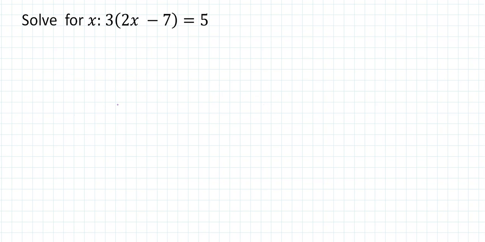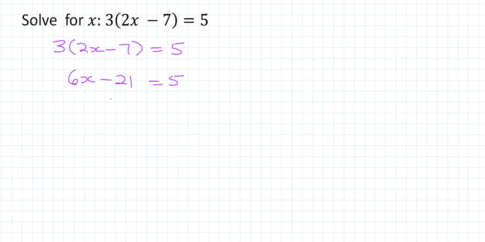The next example, we have 3 multiplied by (2x - 7) equal to 5. I'm going to start by writing out the equation: 3(2x - 7) equal to 5. So we're going to distribute, isolate, solve. Let's start with distributing. 3 multiplied by 2x, we have 6x. 3 multiplied by negative 7, we have negative 21, equal to 5.